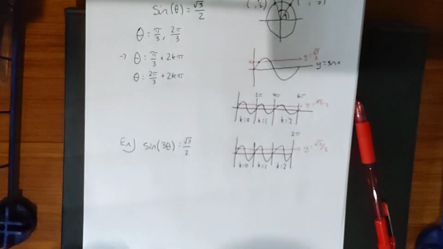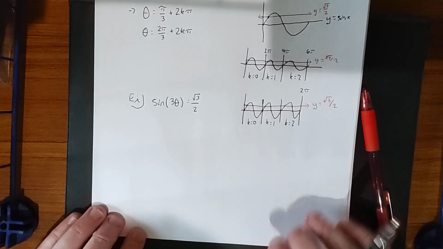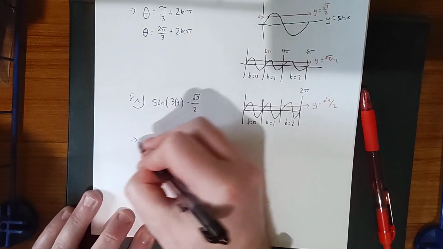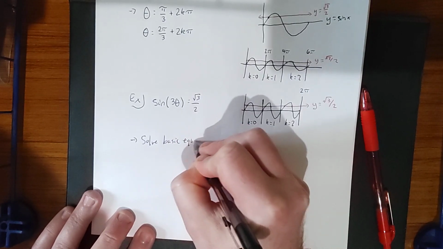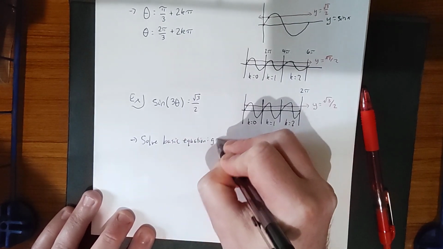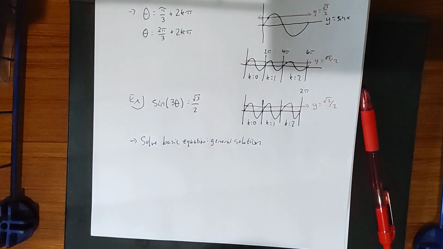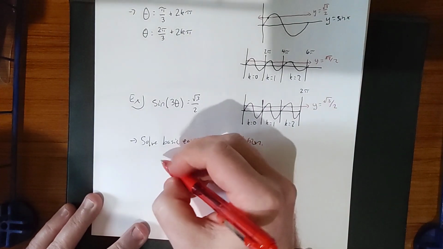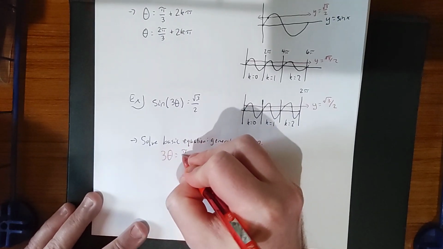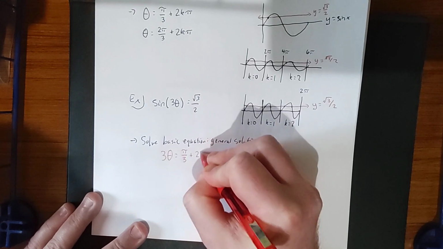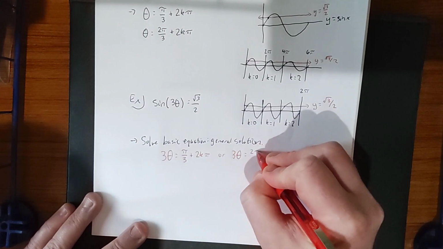So with that in mind, here is the strategy that we're going to take for something like this. So first thing we'll do is solve the basic equation. And we'll give the general solution. Now, in the context of what we're doing with this problem, we'd be saying that 3 theta is equal to one of the 2 angles or one of the 2 general solutions that we saw earlier. So either pi over 3 plus 2k pi, or it's 2 pi over 3 plus 2k pi.